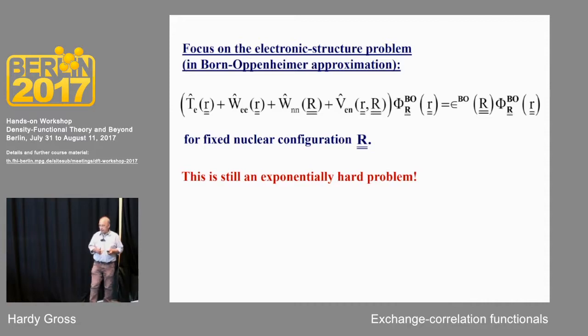I should mention that after all, this is an approximation, right? This is not the full problem that I had on the first transparency anymore. This electronic many-body problem, which is still an exponentially hard problem, is already the result of an approximation. One can overcome this, and I just mention that at this point. If there's time at the end, which is unlikely, I might say a little more about this.